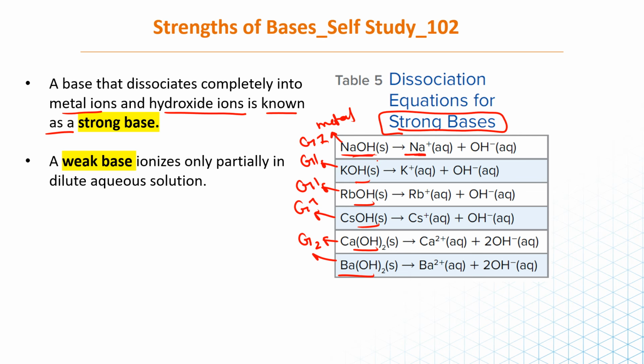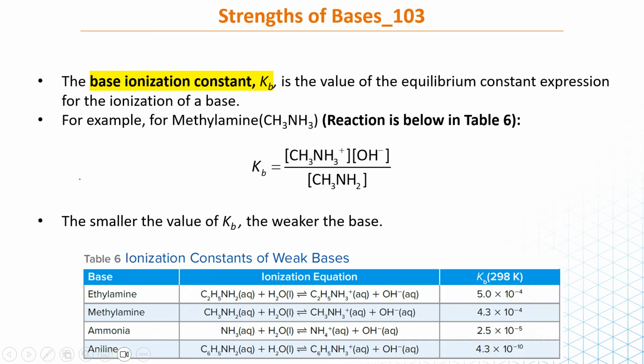Strong bases, sorry. These are strong bases because we have one arrow when they dissociate in water and ionize. Okay? And they make a metal cation, a positive ion, and OH minus. Okay? Now a weak base ionizes only partially in dilute solution, meaning a little of it dissociates. Okay? And this is the base ionization constant, Kb, which has the same definition as Ka but for the base. Okay? So it is the value of the equilibrium constant expression for the ionization of a base.